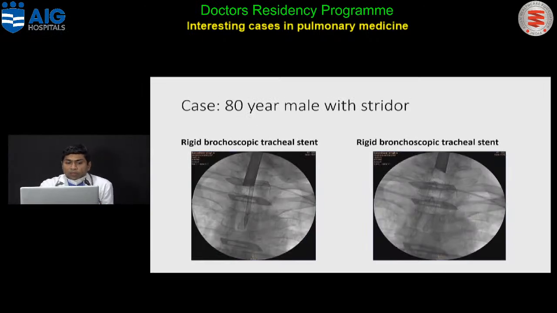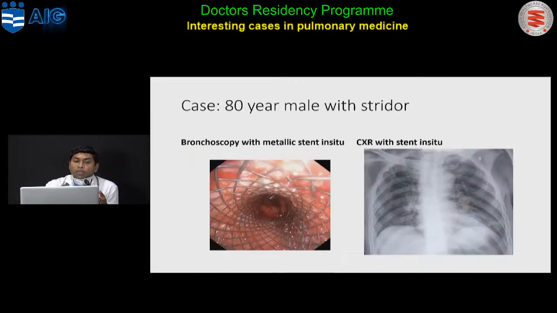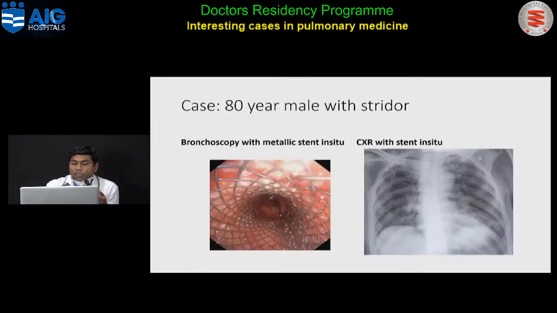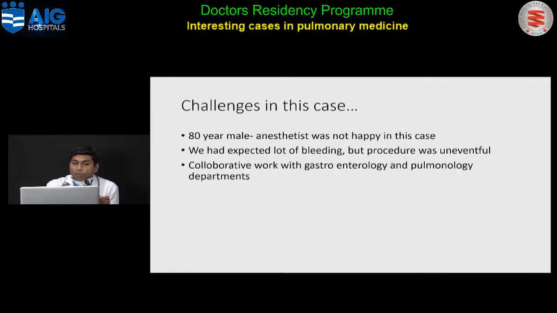So, we checked that the stent was deployed very well within the C-arm. This is the C-arm, that is the fluoroscopic image. Again, you can see bronchoscopically the stent has been beautifully placed, covering the fistula. And when we did an X-ray to check the position, the stent was in correct position.